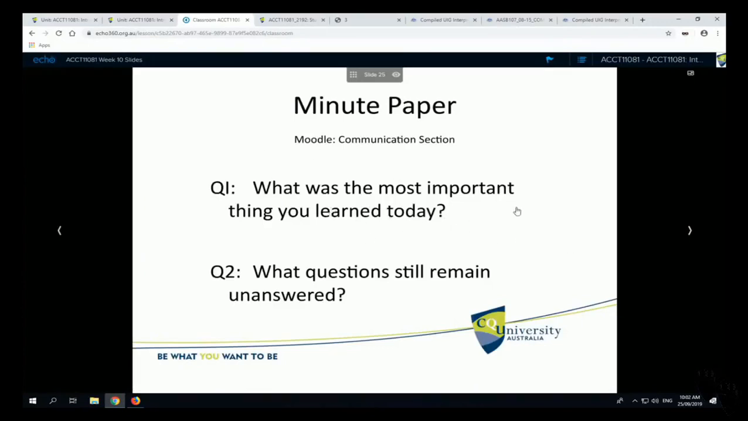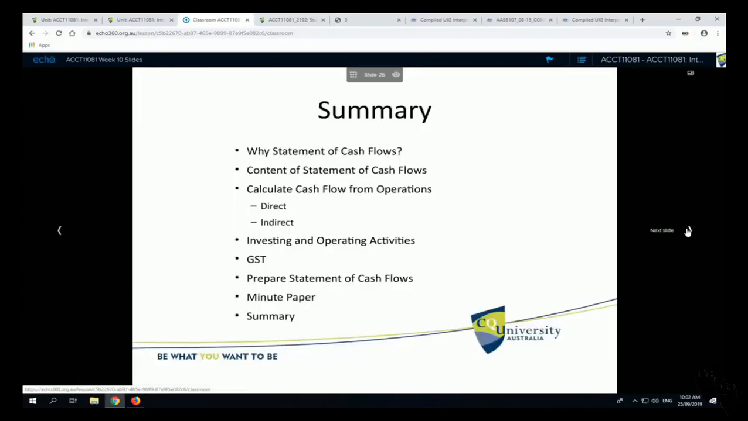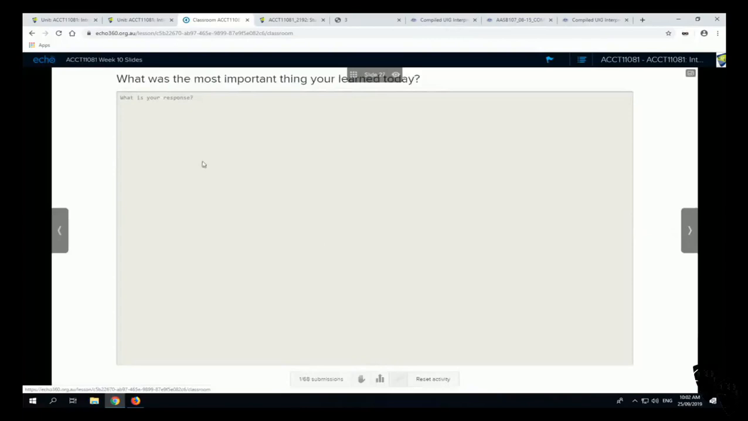Minute paper. What was the most important thing you learned today and what questions still remain unanswered? So I will time you for a minute. If you can please go to the interactive section here, type in the most important thing you learned today and then ask me some questions and I'll do my best to get through them in the next 20 minutes for you. So ready, set, go.